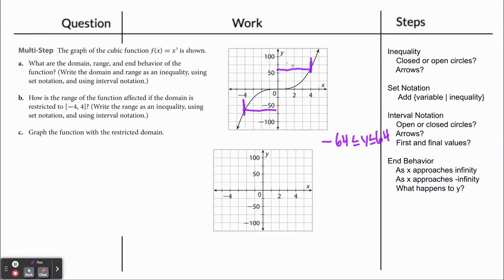Now graphing that, again, it's basically just graphing this exact same thing except cutting off those edges here. So I'm going to go ahead and sketch this out to be right about here and right about there.